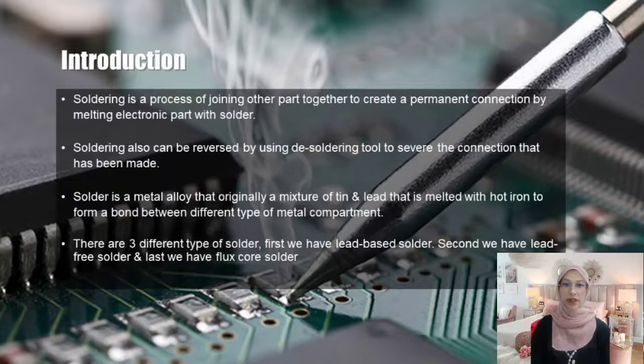and plumbing purposes. Third, solder is a metal alloy that was originally a mixture of tin and lead that is melted with a hot iron to form a bond between different types of metal compartments. Filler metals used in soldering used to be lead-based. Due to regulations, lead-containing solders are increasingly being replaced by lead-free solders, which can consist of antimony, bismuth, brass, copper, indium, tin, or silver.